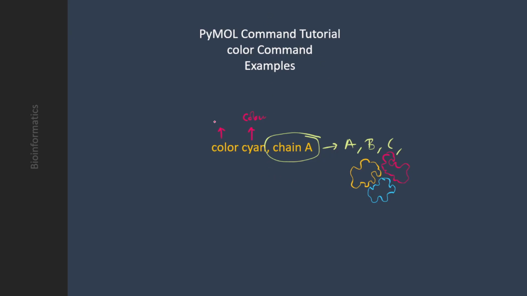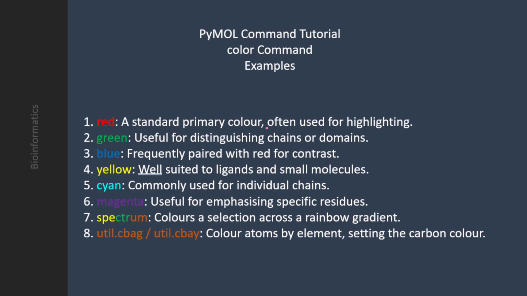And this is the color, right? And that's something PyMOL will understand. That is for PyMOL, and we have to add that particular color. And there are some color options right over here. I'm just giving you some of the default color options. You can use red, green, blue, yellow, cyan, magenta, spectrum, and also if you basically want to color the atoms by elements, setting the carbon color, all those things you can do by using these specific commands. And I'll show you how to actually apply them.